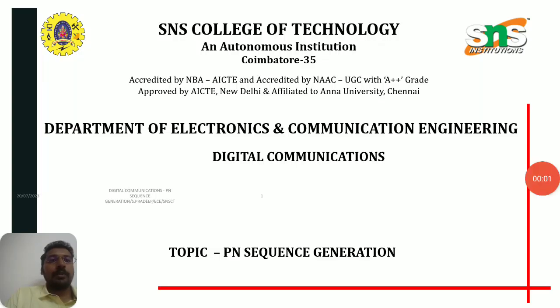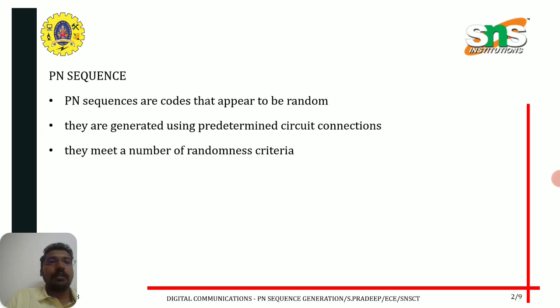Hi, today we are going to see about PN sequence generation in digital communication techniques. What is a PN sequence? PN sequences are codes that appear to be random in nature. They are generated using predetermined circuit connections using shift registers. They meet a number of randomness criteria.